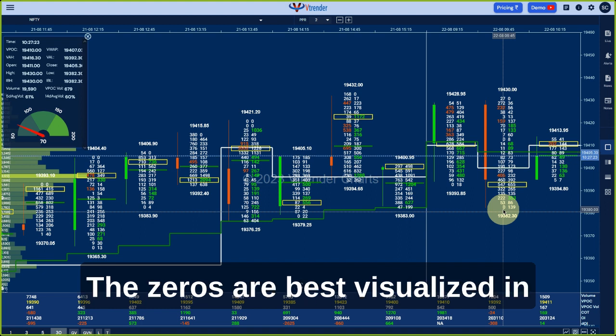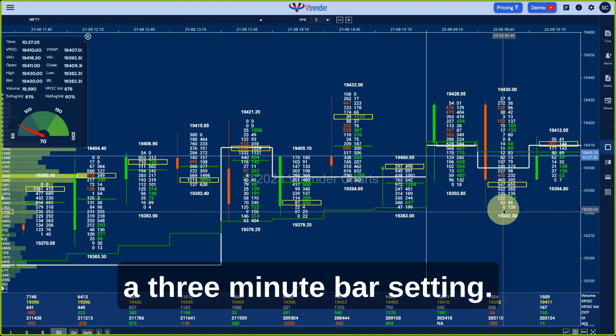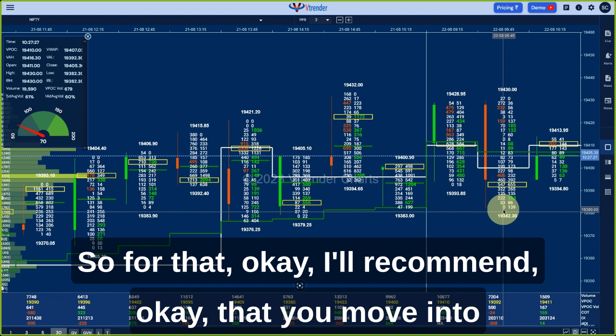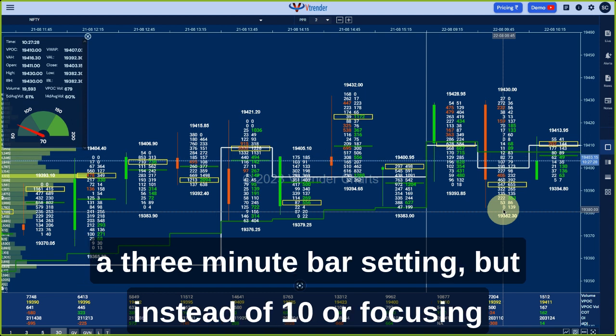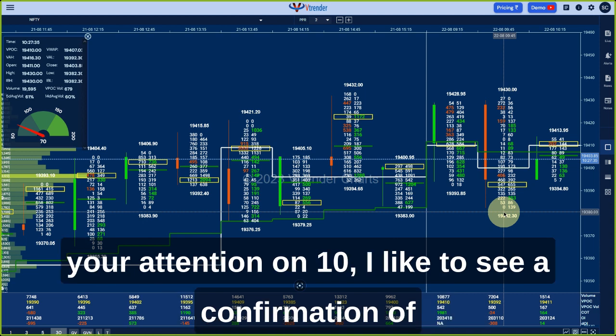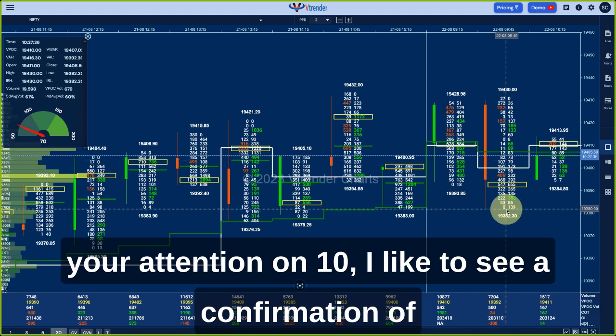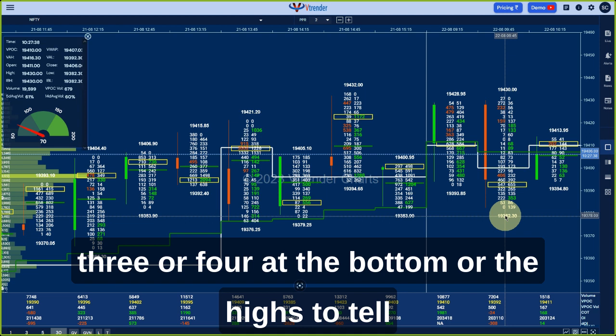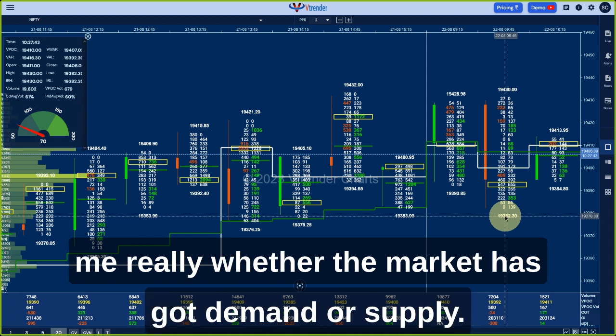The zeros are best visualized in a 3-minute bar setting. So for that, I'll recommend that you move into a 3-minute bar setting. But instead of focusing your attention on 1 0, I like to see a confirmation of 3 or 4 at the bottom or the highs to tell me whether the market has got demand or supply.